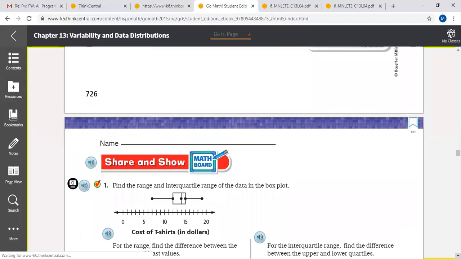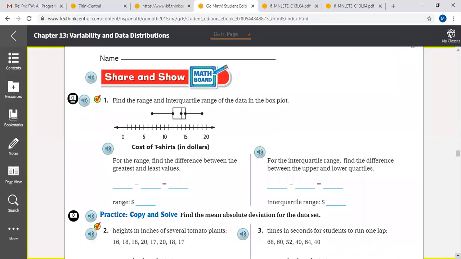Share and show. Find the range and the interquartile range of the data in the box plot. We said that the range will be the difference between the greatest value and the smallest value. The greatest value here is 19, and the smallest value here is 7. So we will subtract 19 minus 7, it's equal to 12.